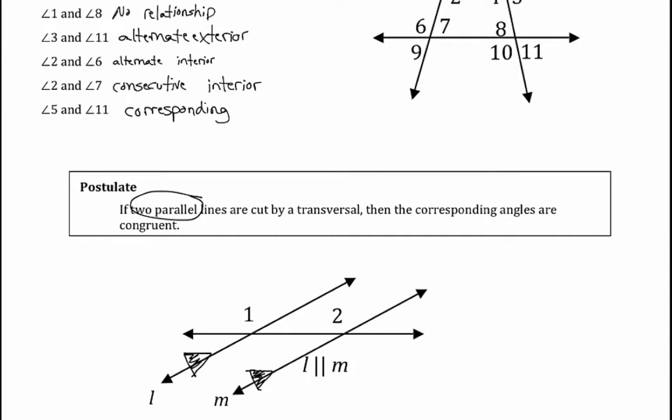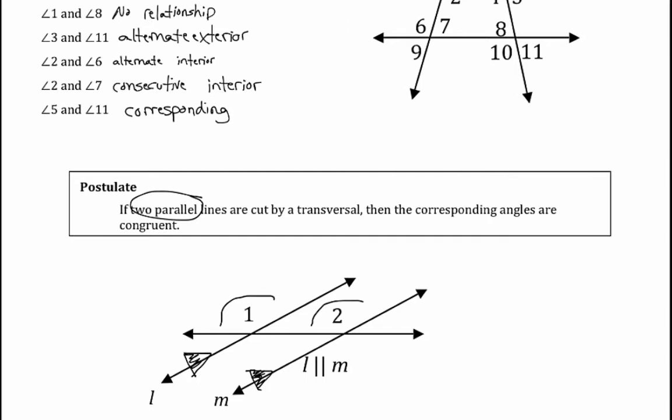Because if the lines are parallel, they're not changing direction. So when you cut that transversal, an angle 1 that's in the exact same location as angle 2 is going to have the same measurement. Now this is a postulate. We're not going to prove it. It looks to be true in every example, so we accept it without proving it.